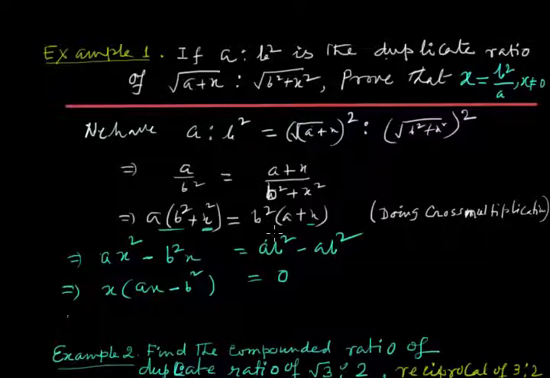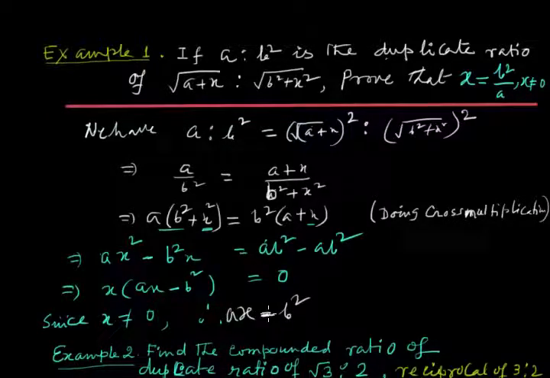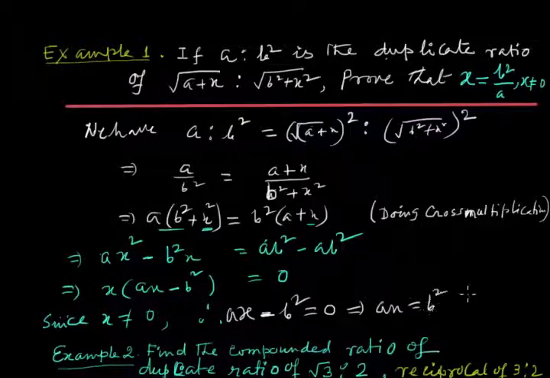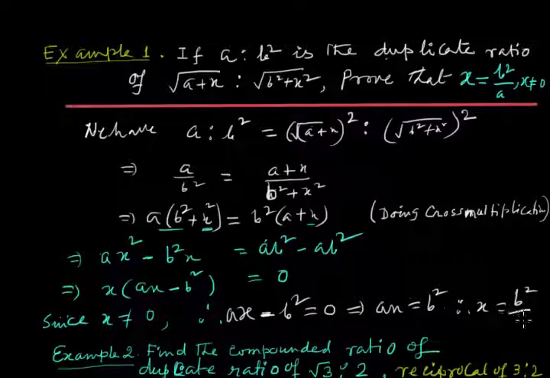But we have x not equal to 0. Since x is not equal to 0, therefore we get ax minus b square is equal to 0, and ax is equal to b square. Therefore x is equal to b square by a. Proved.